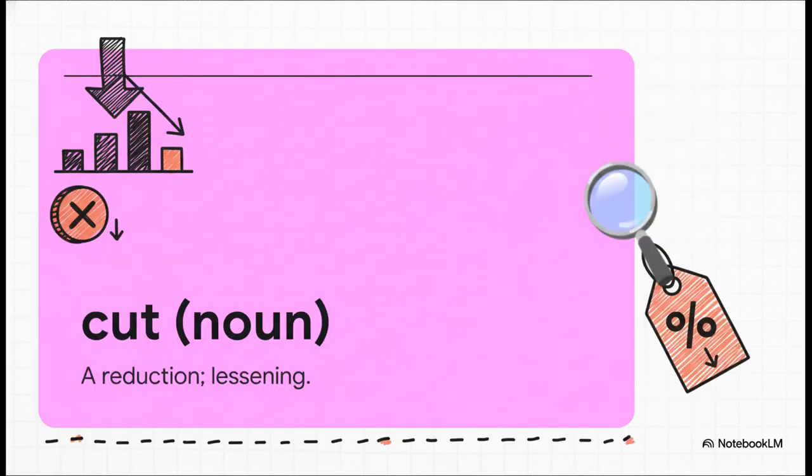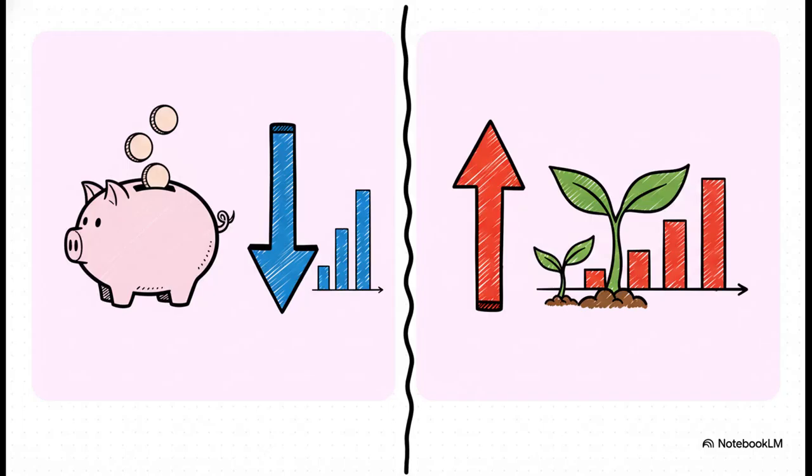And just like the verb, the noun form can be abstract too. A cut can mean a reduction, a decrease in something, like a budget cut, a salary cut, or a price cut. So a cut is a reduction, a decrease, like your budget getting smaller. And its opposite, its antonym, is an increase or a growth. Sometimes understanding what a word isn't makes what it is even clearer.